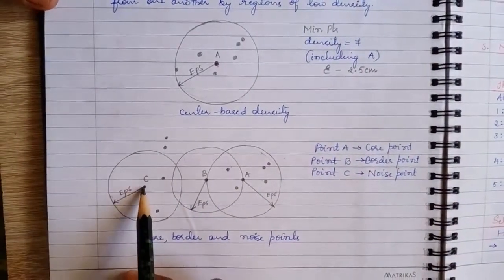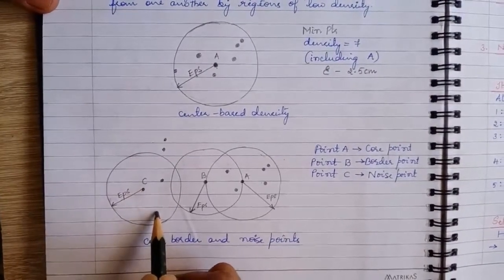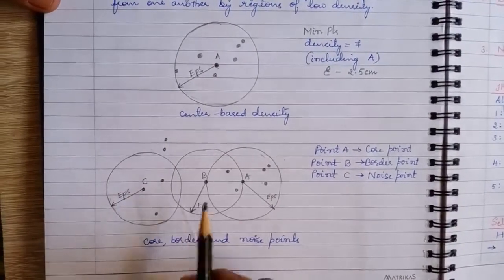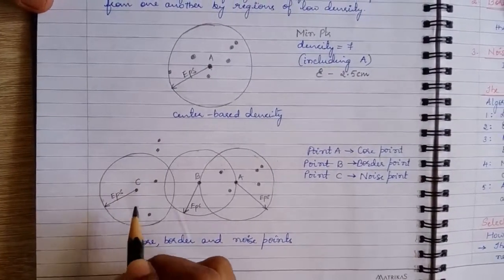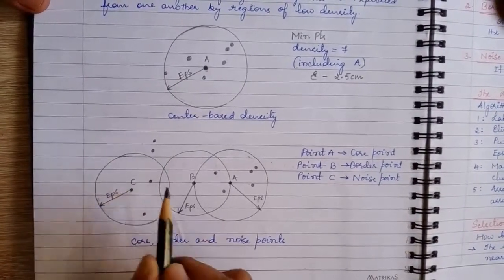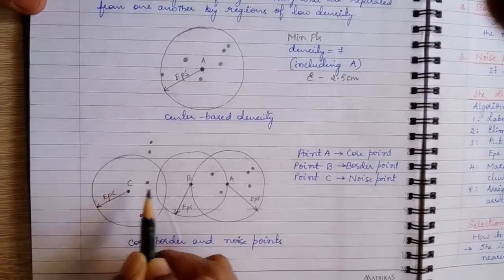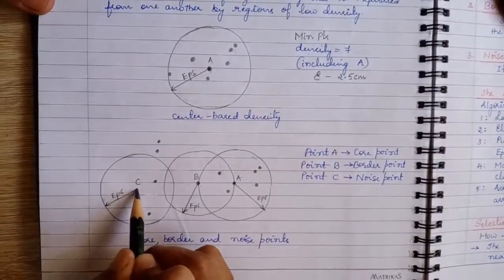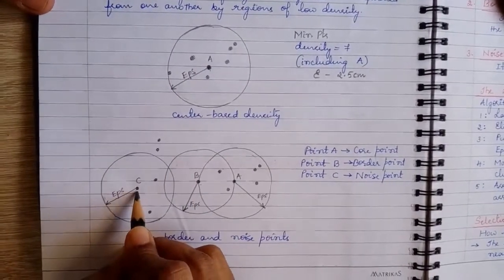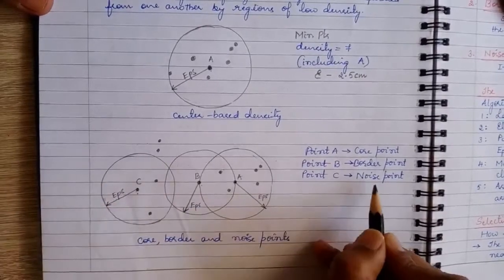Now from C, you have drawn a circle with epsilon radius. It has only 3 points. That is, it is not satisfying the minimum points. That means C is not a core point. And we will check whether this point is a neighbor of any of the core points. So no, the circle from C doesn't include any of the core points. So C is not a core point, not a border point. It is a noise point.